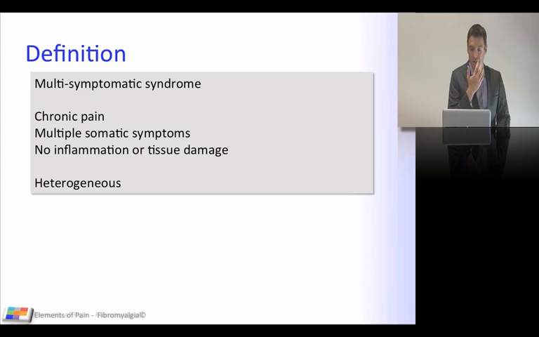So, the definition. These are the things that you need to be aware of. It's a multi-symptomatic syndrome. It's chronic pain. There are multiple somatic symptoms. So these patients complain of a lot of different things. They don't have any inflammation or any tissue damage. And of course, because they have many complaints, it's a heterogeneous syndrome.